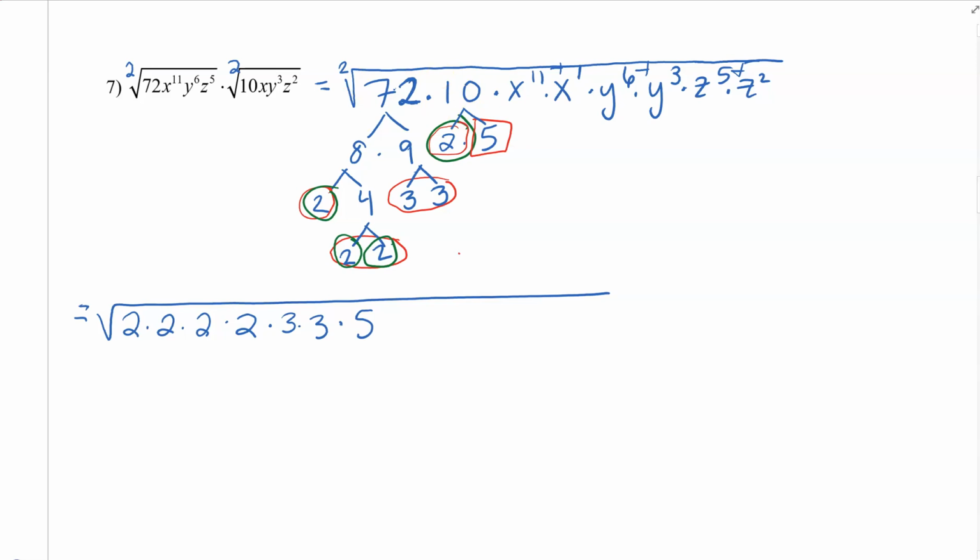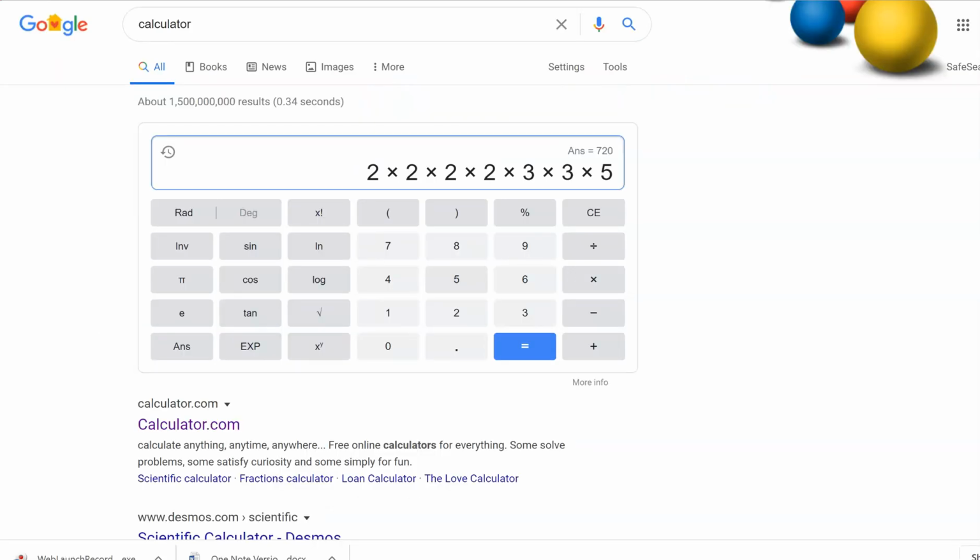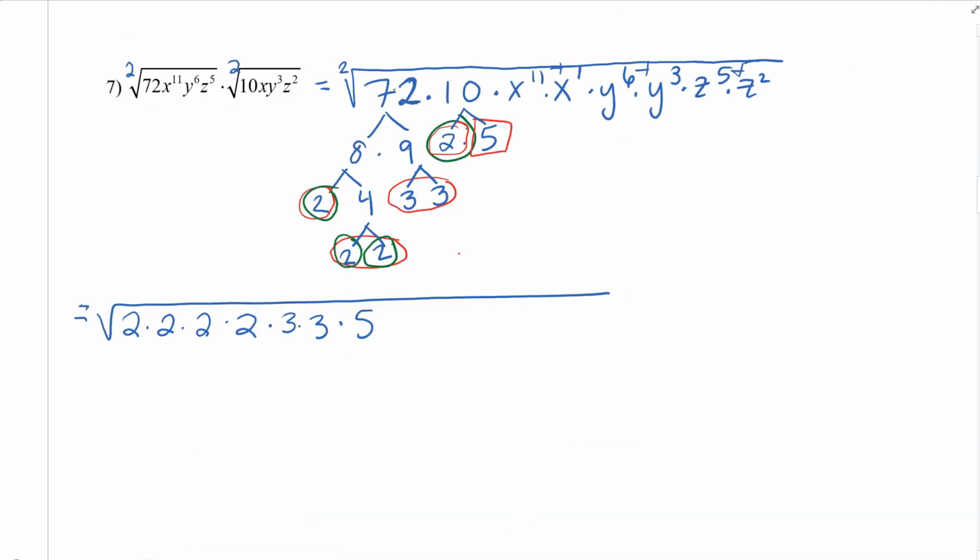Let's just do a quick check to make sure that's true. I just went over to calculator.com and did 2 times 2 times 2 times 2 times 3 times 3 times 5, and that equals 720, which would be the same thing I would get if I multiplied 72 times 10. So 72 times 10 basically consists of 4 2s, 2 3s, and 1 5. So we got that covered.